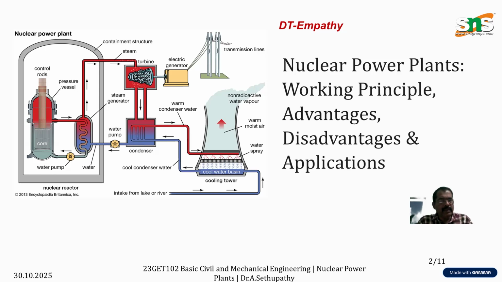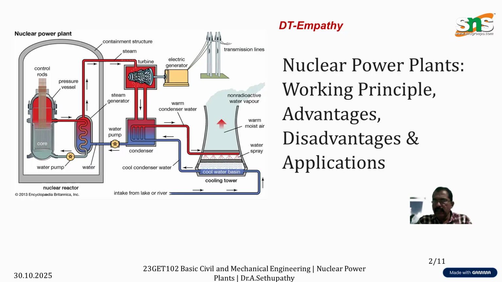This steam is passed through the turbines. The turbine will be rotating due to the pressure of the steam. The turbine is also connected with the electric generator, so with every rotation of the turbine, the electric generator also rotates. The power produced is transmitted through the HT lines to the required areas.